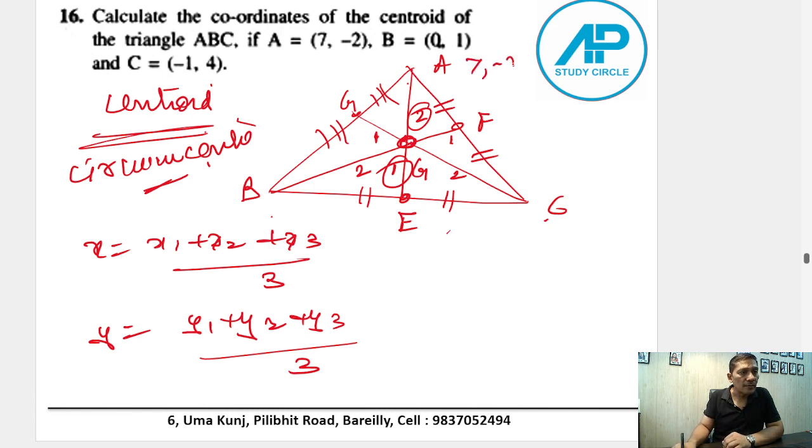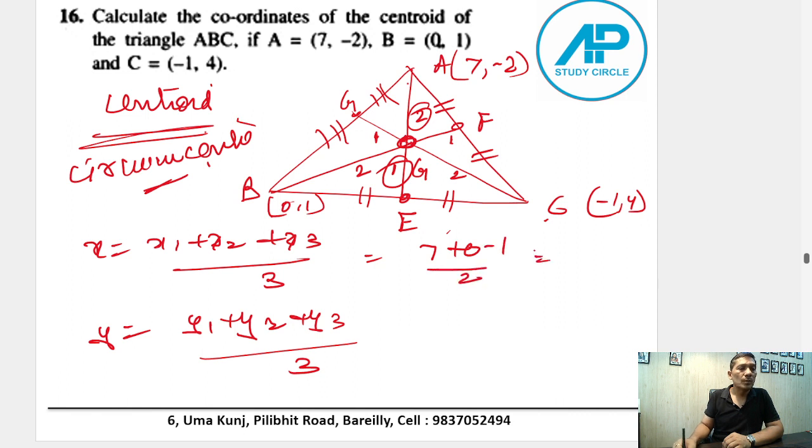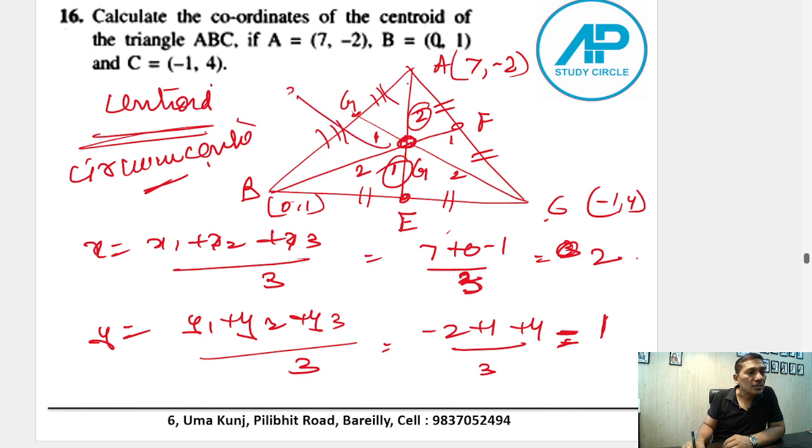So point A is (7, -2), point B is (0, 1), and point C is (-1, 4). Put the values here: 7 plus 0 minus 1 upon 3, 6 upon 3 is 2. And for y: minus 2 plus 1 plus 4 upon 3, I got 3 upon 3, which is 1. The centroid is (2, 1). I hope the question is easy.